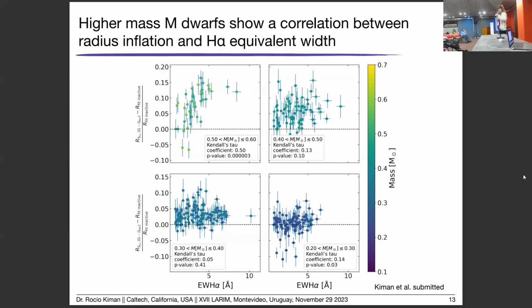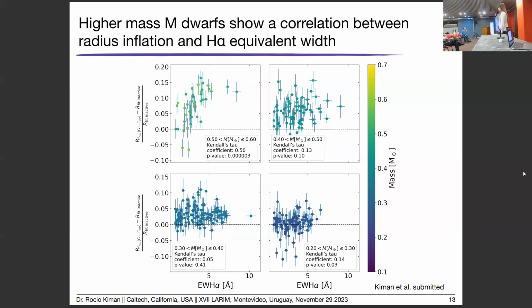is the area below the curve, below the emission line of the H-alpha, increases, which is saying that radius inflation is increasing with H-alpha. And with a few statistical tests, it actually shows that it's real, it's not just by eye. This one kind of looks like it's something by eye, but when doing the test, there is no correlation there, and also not for the lower mass bands.